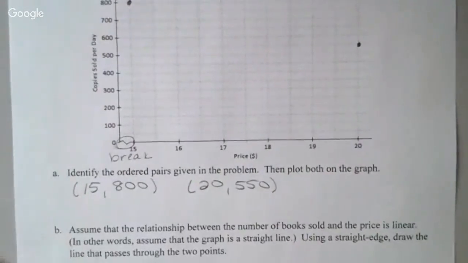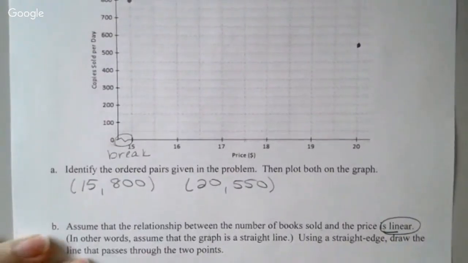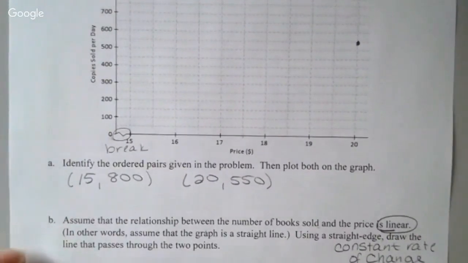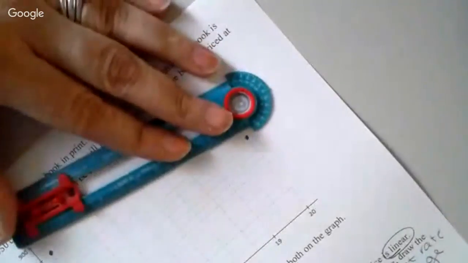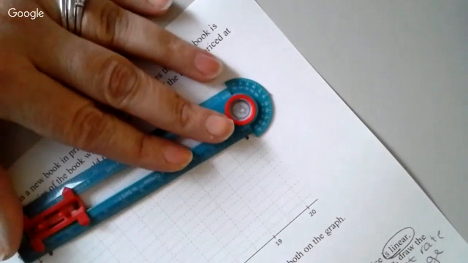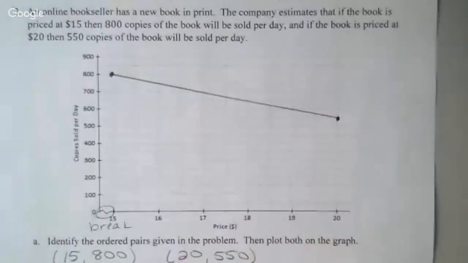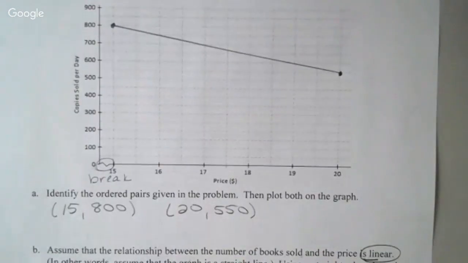So B says, assume the relationship between the number of books sold and the price is linear. So when I see that it's linear, that means we know we have a constant rate of change, which in turn means we have a slope. Okay, so in other words, the graph is a straight line. So we're going to use a straight edge to draw the line between those 2 points. So I'm going to take and connect those 2 points. Okay, just those 2 points. I'm not going to extend it any further because those are the only 2 points right now that we have. Okay, so we're just going to do that.